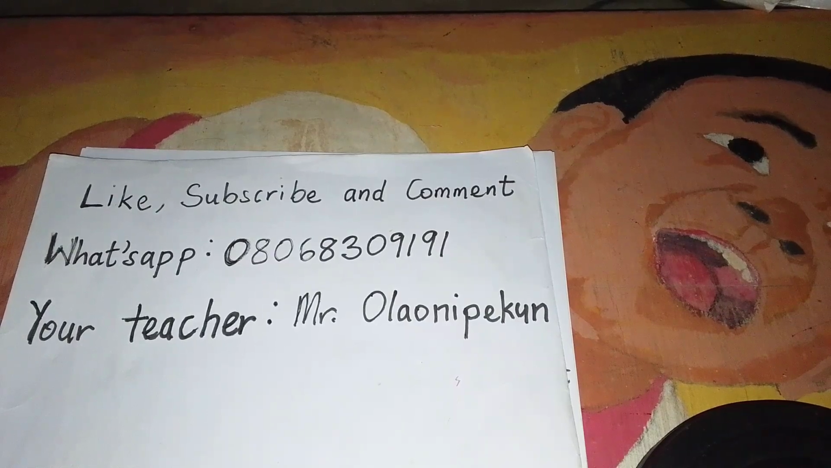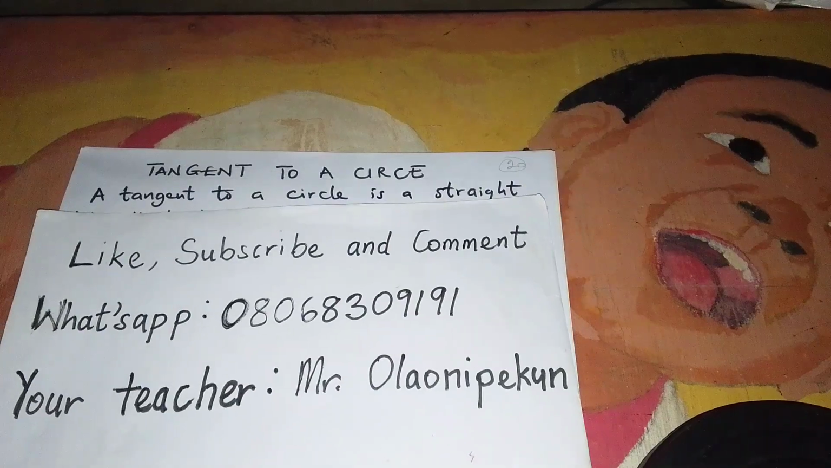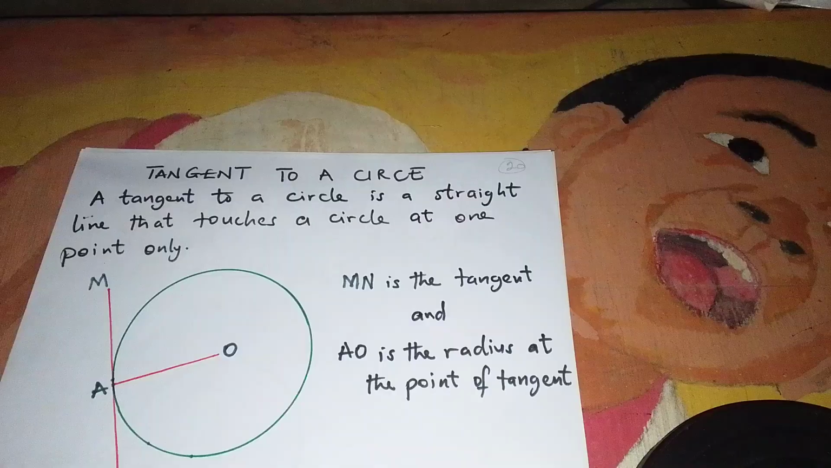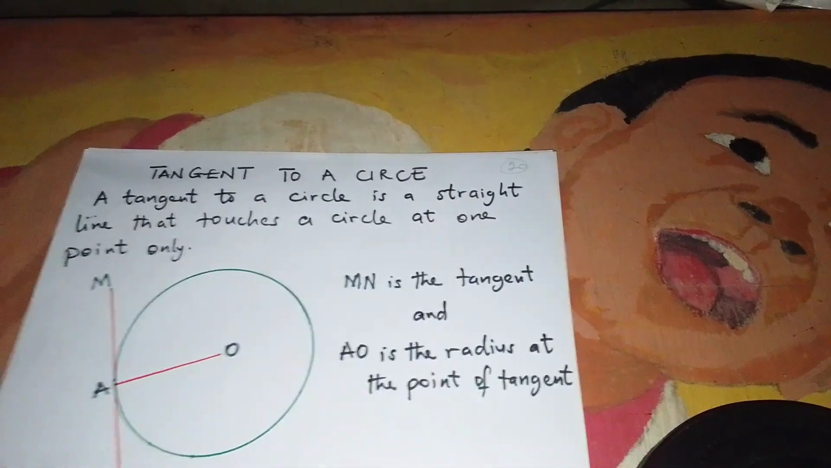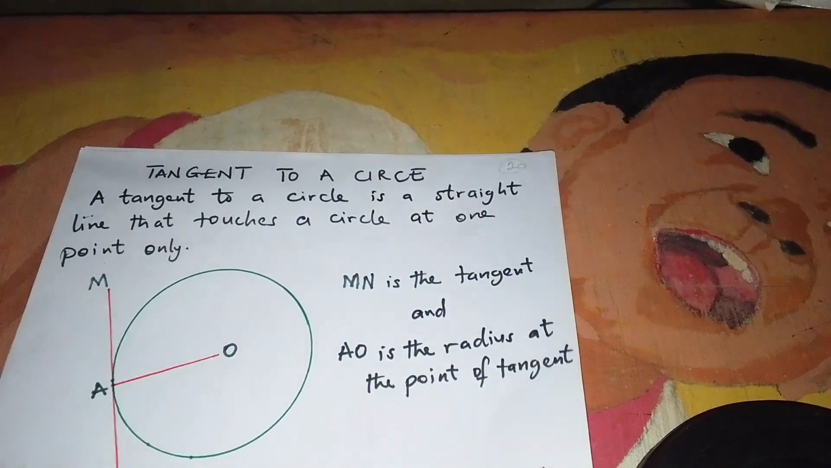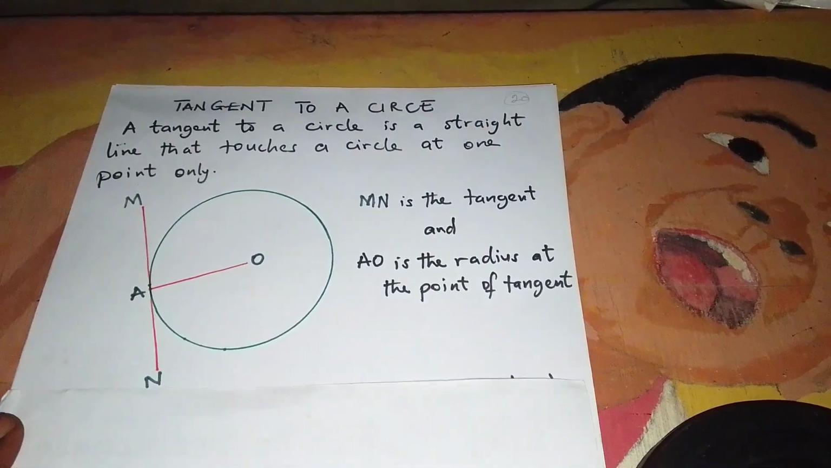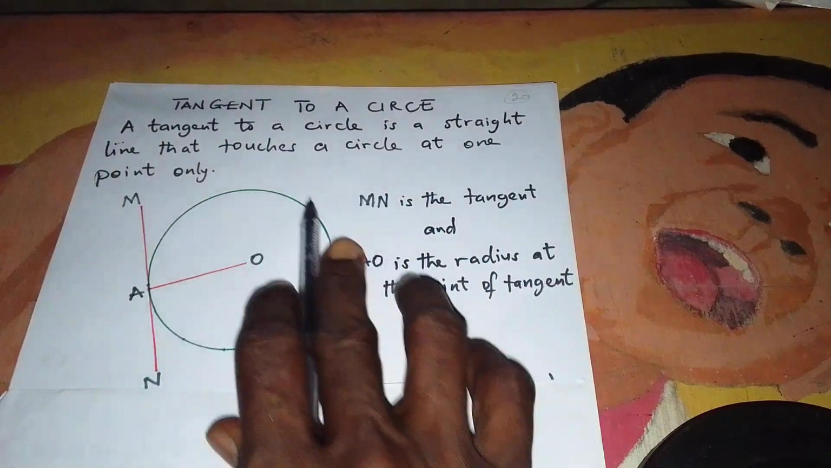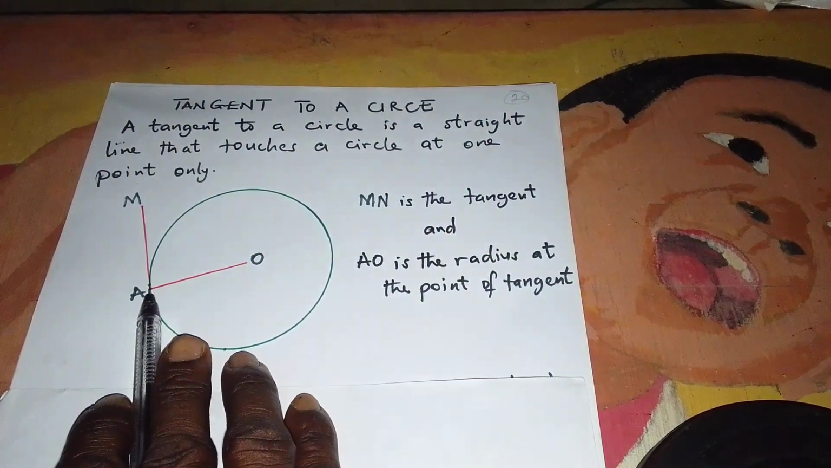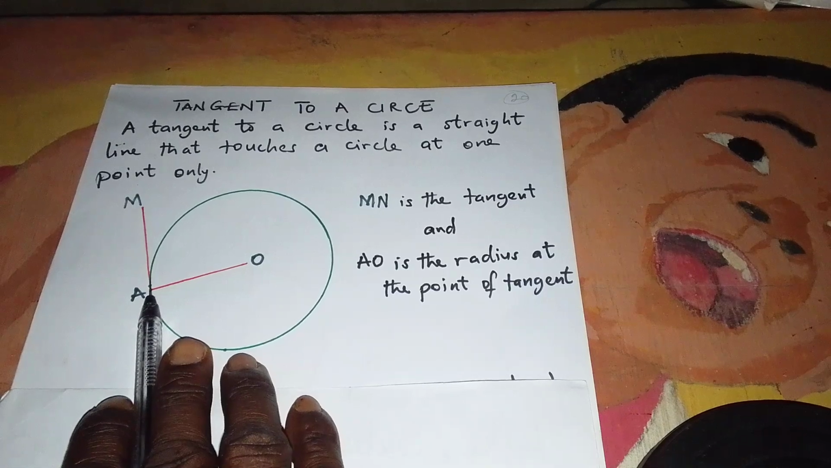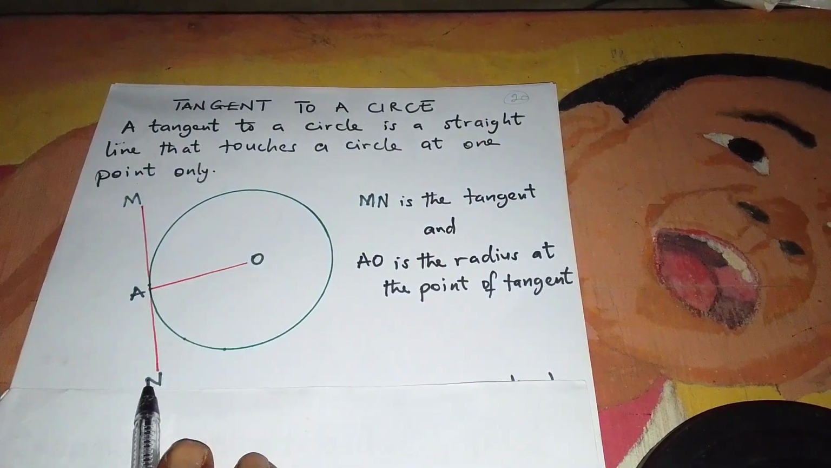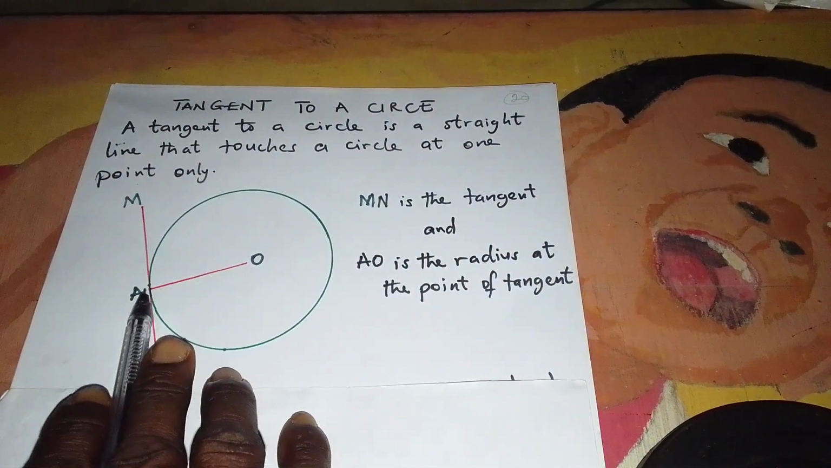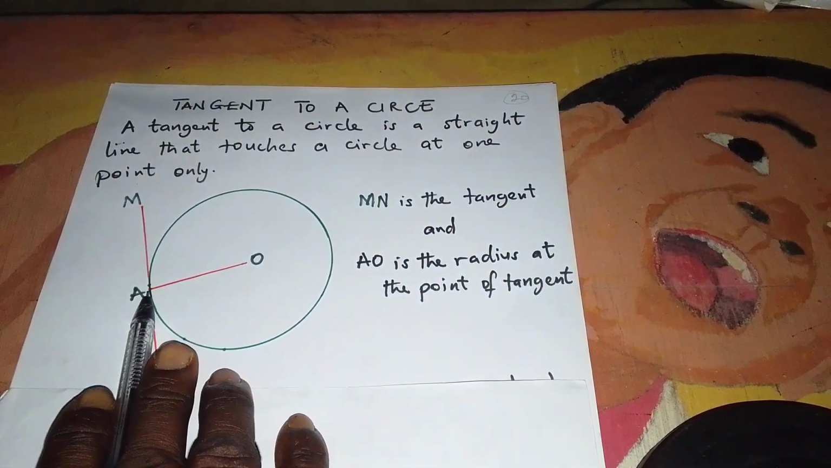Good day, students. Today we are moving on to tangent to a circle. A tangent to a circle is a straight line that touches the circle at one point only, on the circumference. Any line that touches only a point on the circumference is known as a tangent. So you realize that MN is a tangent at a point A, at just that point.